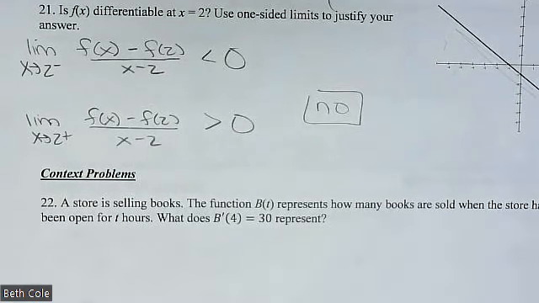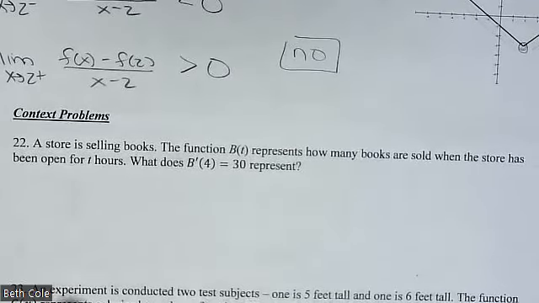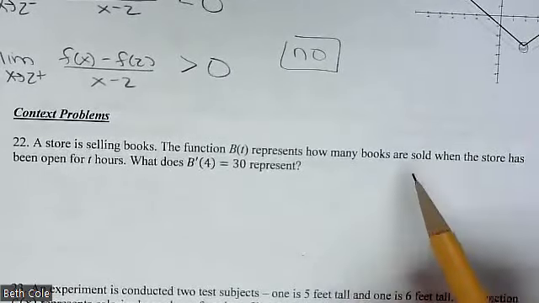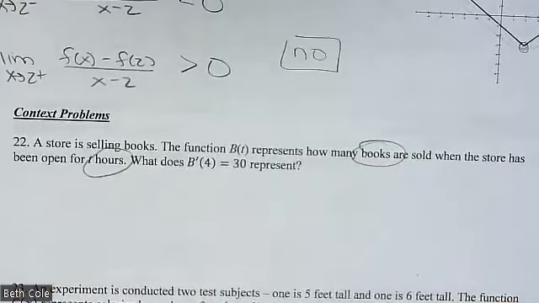And then these last ones are, in context, what does it mean is going on? A store is selling books. B of T represents how many books are sold when the store has been open for T hours. So we have books and we have hours. I usually circle those. Those are like the 2 things that are going on. So what does B prime of 4 equals 30 represent? What have you got for me? Let's talk it out. We're going to have to write a sentence here.